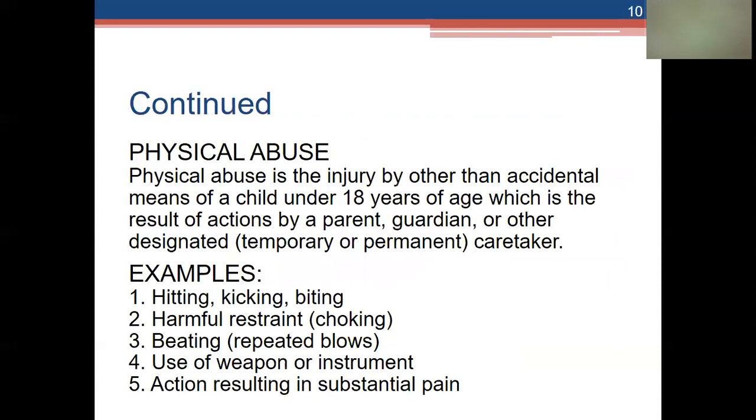Physical abuse is the injury by other than accidental means of a child under 18 years of age, which is the result of actions by a parent, guardian, or other designated temporary or permanent caretaker. Examples of this are hitting, kicking, biting, harmful restraint such as choking, beating, which is repeated blows, use of a weapon or instrument, and actions resulting in substantial pain.